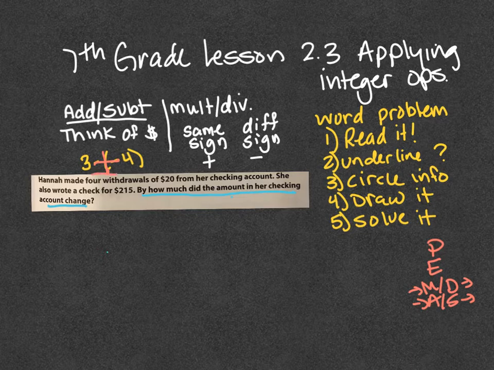There were 4 withdrawals, each of which were $20, and then a check written for $215. And let's think about that in integer forms. Withdrawals are money going out of my bank account, so those are going to be negatives. And writing a check is money sending to somebody else, so again, that's going to be a negative. Just keeping that in mind.